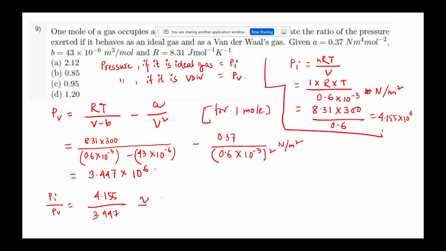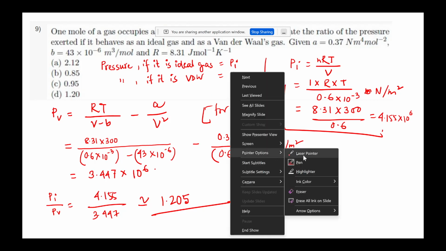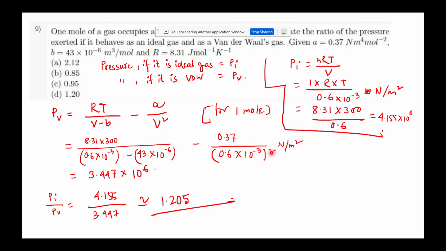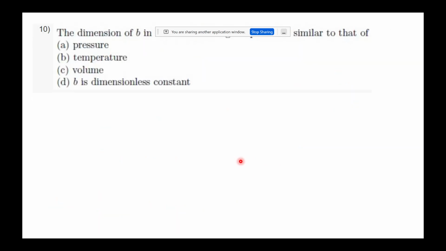Option D. Sir, I think I have got PV equal to 4.4779, sir. Probably you didn't calculate this square term. You didn't do this A by V square. Yes, sir, that's right. Once again, I will check it, sir. Anyway, you will get it. Okay, so the last problem for today.